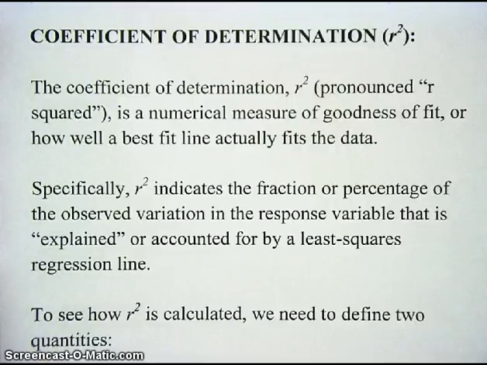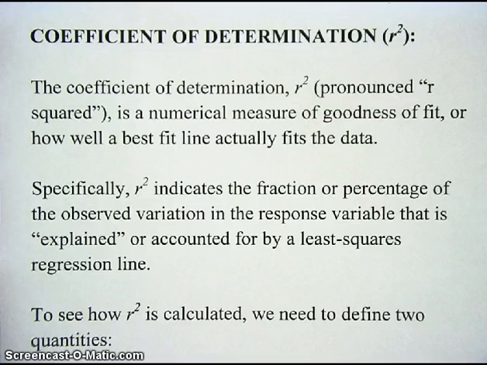Suppose you've calculated the equation of a best fit line. A question that might occur to you is, how well did my line actually fit the data that I have? In order to figure that out, we use the coefficient of determination, or R squared. This indicates the percentage or the fraction of the observed variation in the y variable that is explained or accounted for by a least squares regression line.